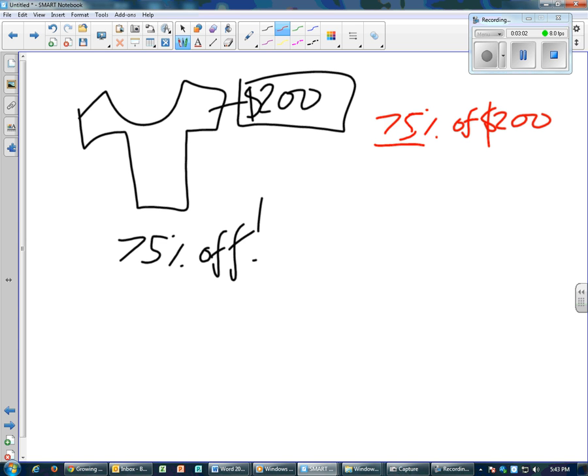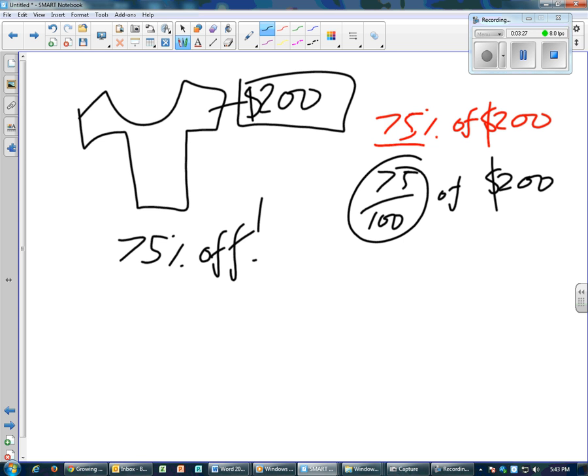You can't just work with the percent. You've got to turn it into a fraction first, guys. Always turn the percent back into a fraction. So look, 75%, you should know what that means. 75% means 75 over 100 of $200. Okay? Let's simplify this fraction. Far too tricky. Let's simplify it. I can't even work it out.